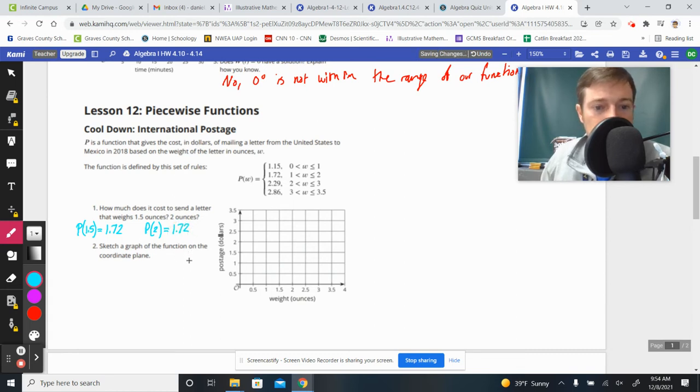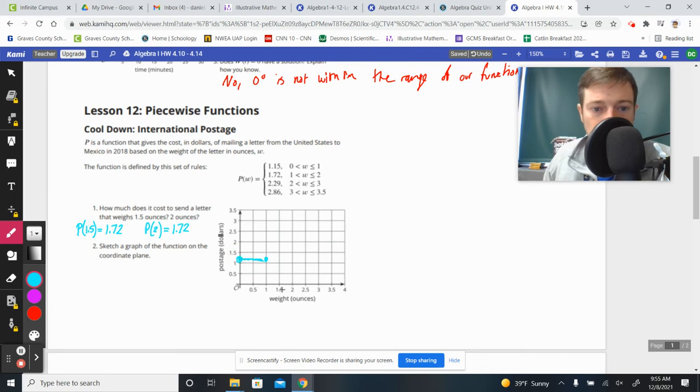Sketch the graph of the function on the coordinate plane. Okay, so $1.15 is right about here in this zone. This would be $1.25, so $1.15 is probably right about here. If I don't send any mail and it weighs nothing, I'm not going to have to pay anything, so that should be an open circle. And it's going to remain open all the way up until a weight of 1, where it would be a filled in circle because it's less than or equal to 1. And I'm going to pay $1.15 for every weight within that interval.